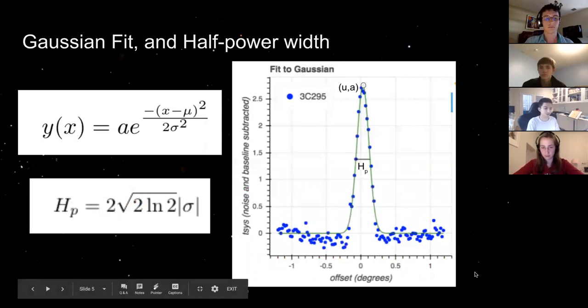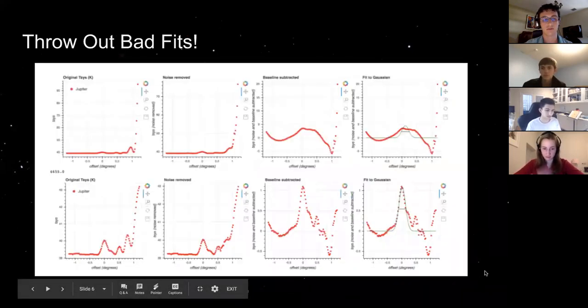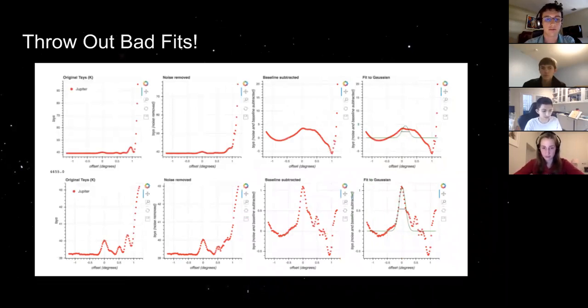To a Gaussian curve, as shown on the slide. So the top left equation is the actual Gaussian fit curve, what we use to fit the scan to the Gaussian curve. And the bottom left is what we used to determine the half-power width for every curve. These scans were thrown out because they did not have very good half-power widths, which made them produce pretty bad fits and curves.